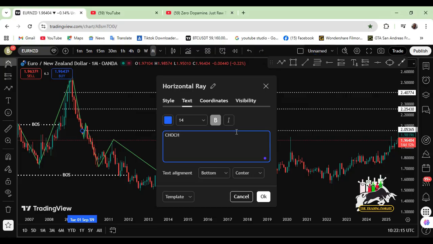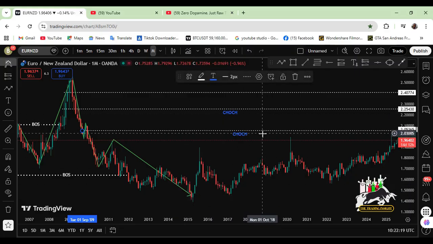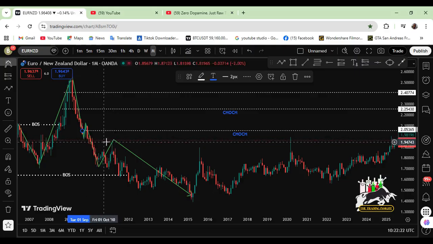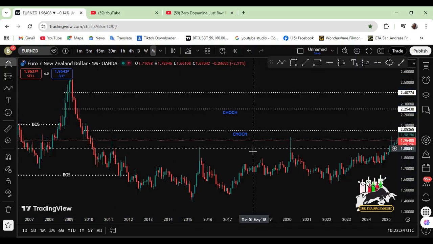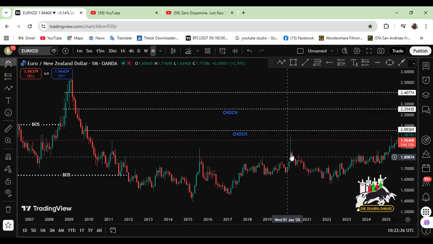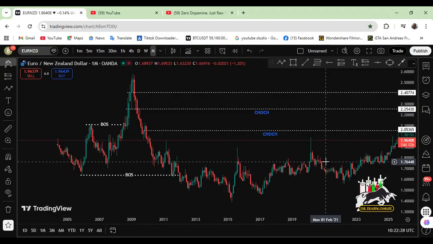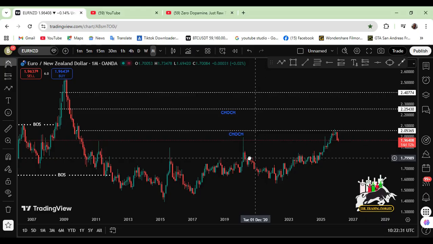Some people might call it key zones in the market, but me, I call it key zones. I also call it change of character. So when you understand these things, it makes trading a little bit easier for you. So now we want to go to the future. What is really happening in the future?